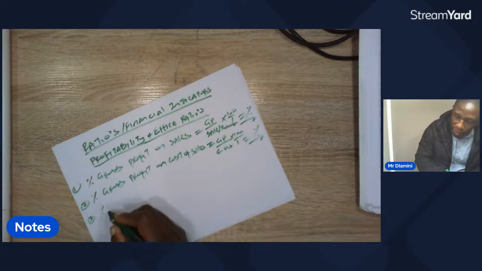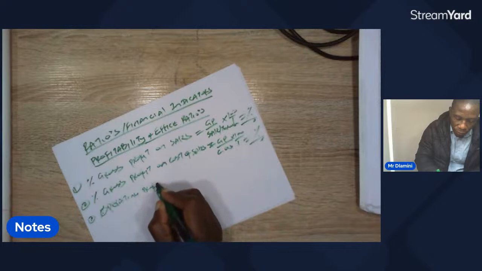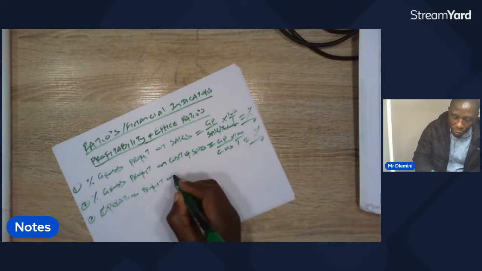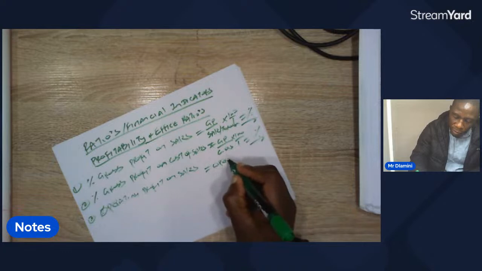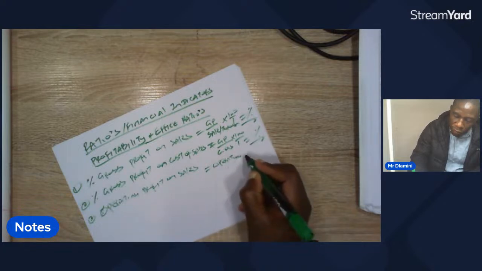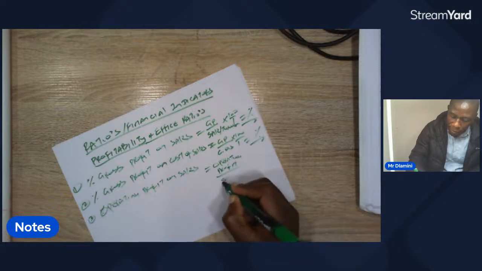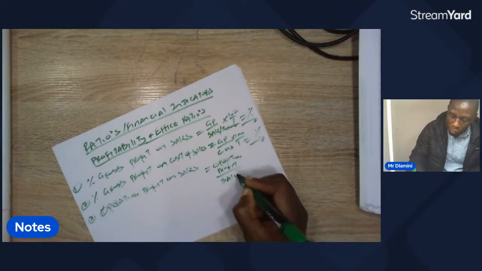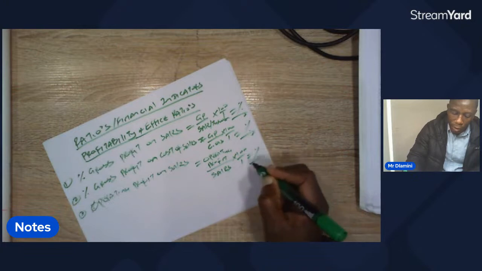And then another one, percentage operating profit on sales or on turnover, right? So you take the figure of the operating profit as your numerator, operating profit divided by sales times by 100 over 1 is equal to the percent.